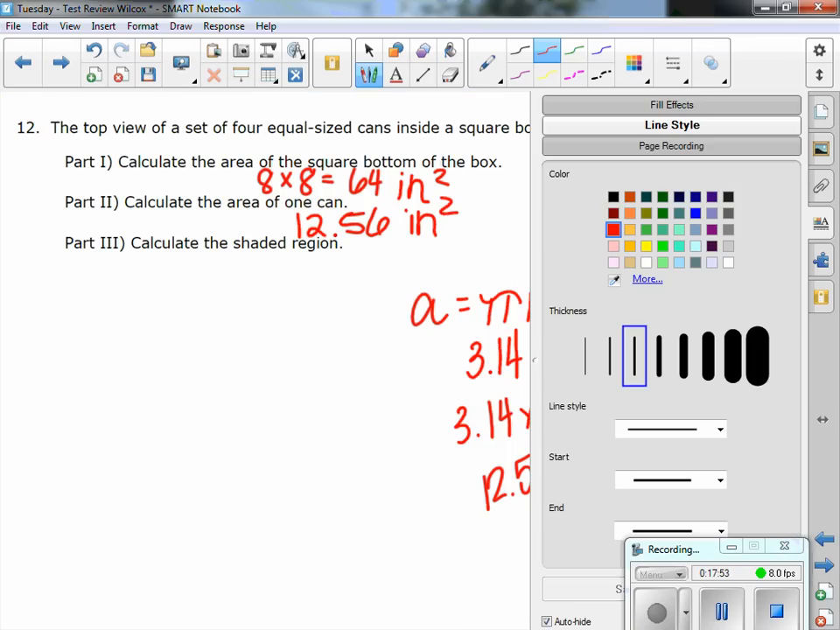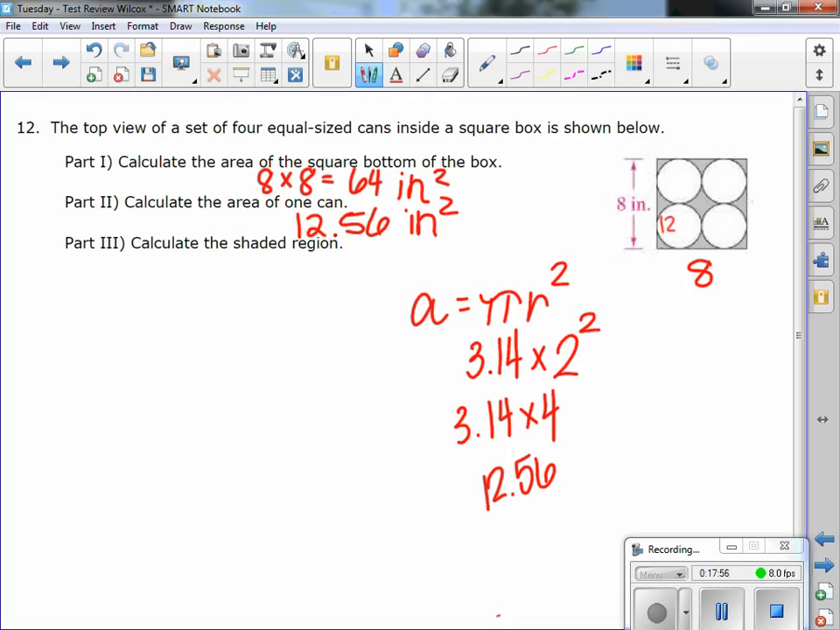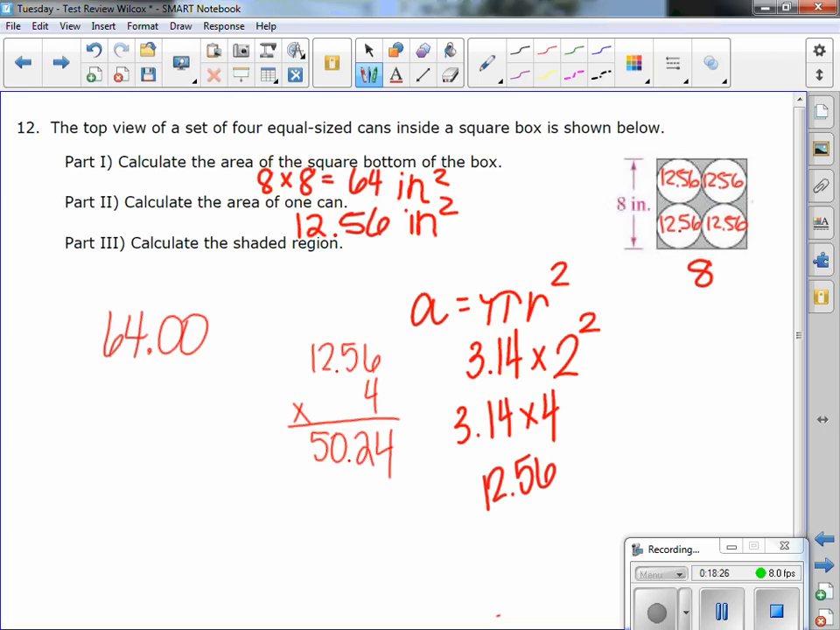Calculate the shaded region. So knowing that each of them is 12.56, it's asking for what's left over for just the area of the shaded region. Well, if we know all of it together was 64, I can subtract the area of the circles. So multiply the 12.56 times 4, because I know there's 4 of those there. So those 4 cans are taking up an area of 50.24. So if I subtract that from my 64, I'm left with the space that's not being taken up by the cans. So 64 minus 50.24.